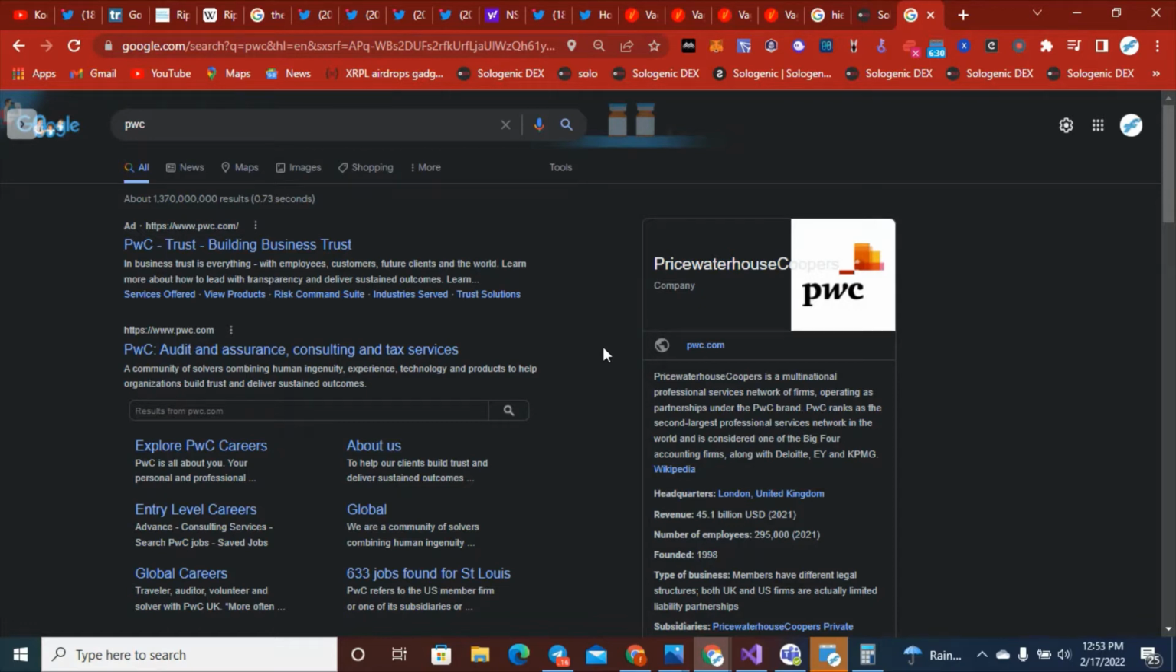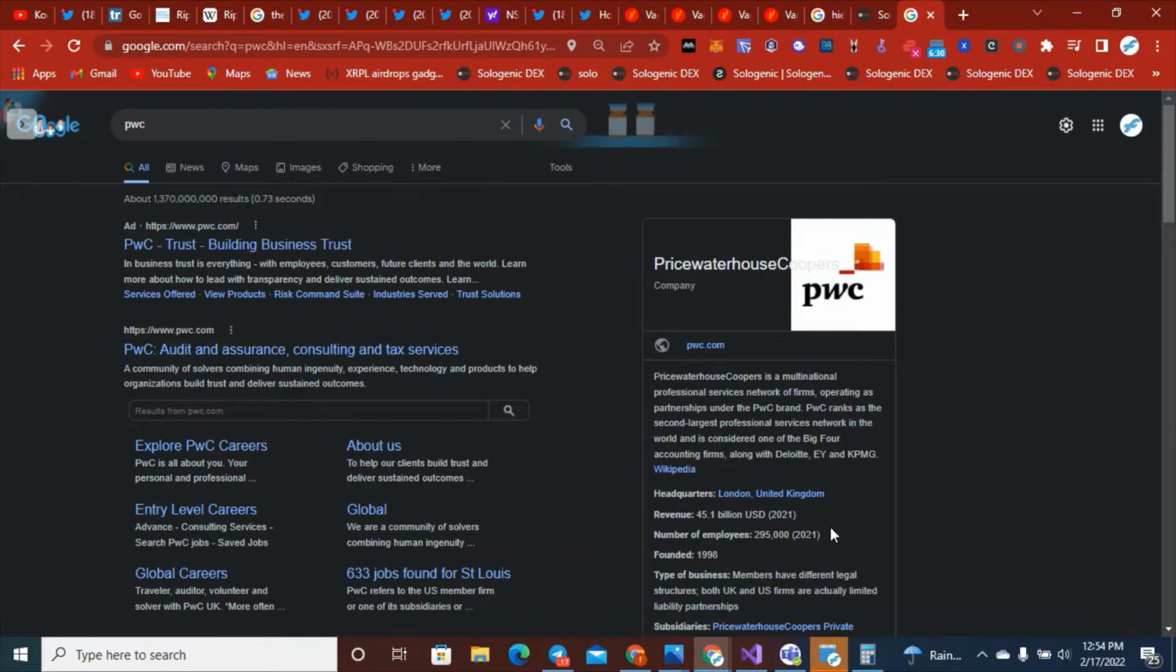But this Price Waterhouse Coopers is a multinational professional service network of firms operating as partnerships under the PwC brand. PwC ranks as the second largest professional service network in the world and is considered one of the Big Four accounting firms along with Deloitte, EY, and KPMG. They brought in $45 billion last year. Jeez, man. This is a huge number.